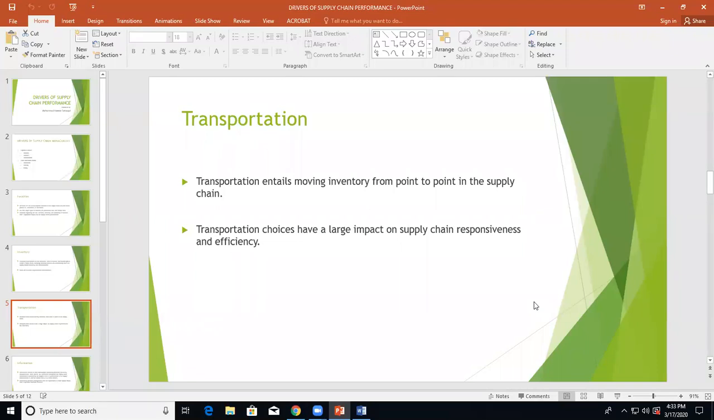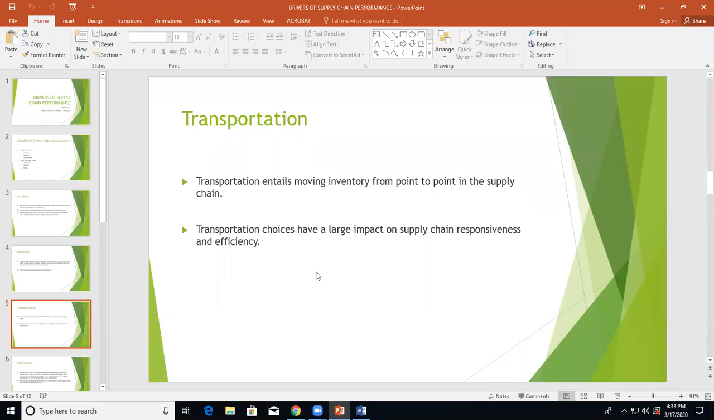Transportation choices have a large impact on the supply chain responsiveness and efficiency. See, transportation comes at a large cost. Why? Because most of the transport uses fuel, which has the highest cost. Across the world, most of the countries import the fuels from another country.